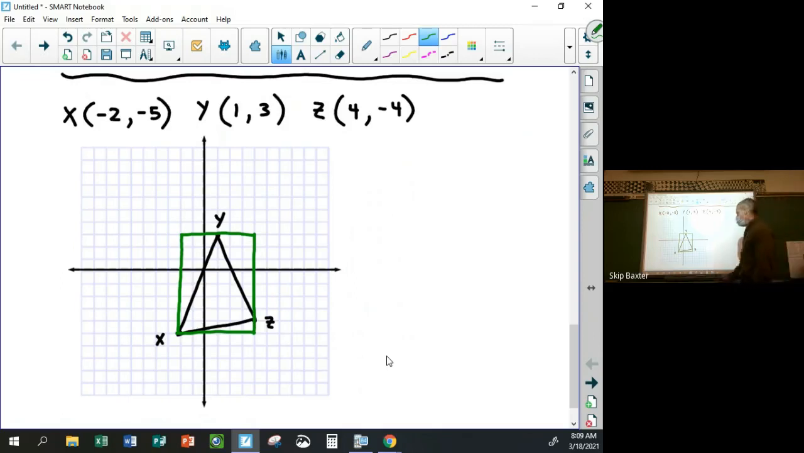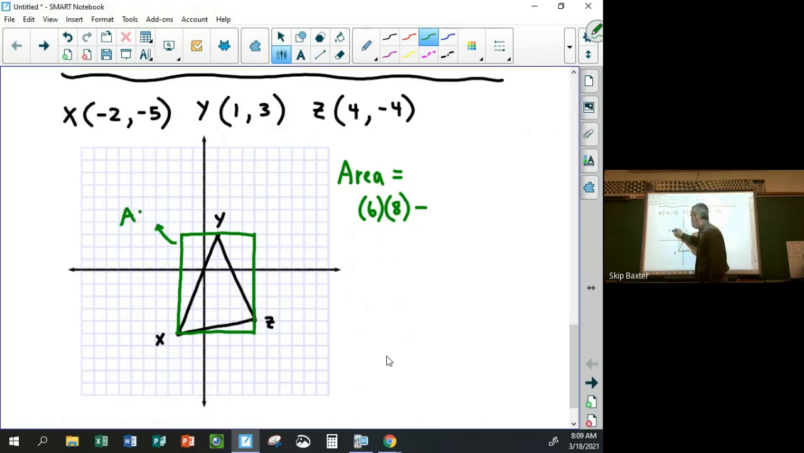of the rectangle, which if I just count squares, it's 1, 2, 3, 4, 5, 6. So the area equals 6 times the height, 1, 2, 3, 4, 5, 6, 7, 8, minus the areas of the triangles that I don't want. So this triangle here on the left is 1/2 base times height, which is 1/2, 1, 2, 3, times 1, 2, 3, 4, 5, 6, 7, 8. Half of 24 is 12.